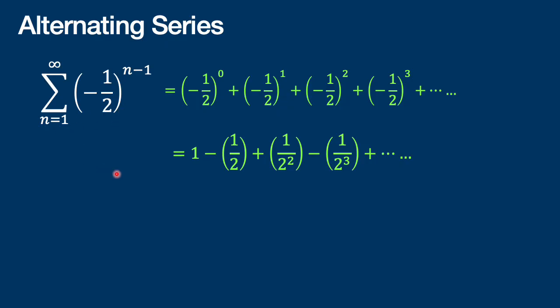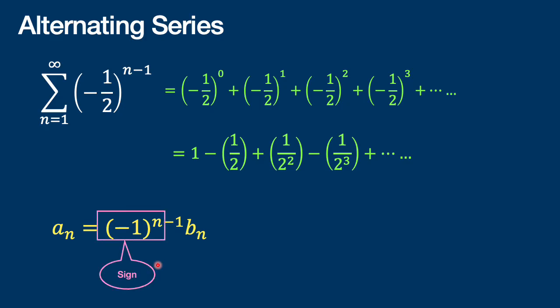Another way you can write this alternating series is this way. An equals, this part represents the sign. Then Bn is going to be the positive sequence term. So in this format, we have Bn equals 1 over 2 to the n minus 1. We call this an alternating series.